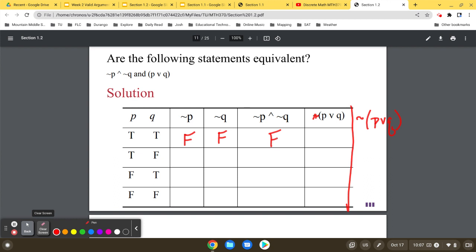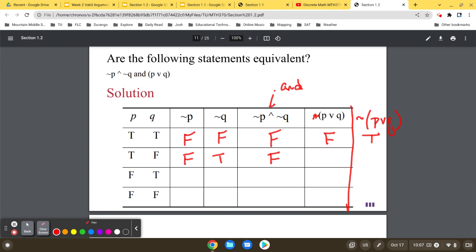So P or Q, that would be false, but we negate that, and that would make it true. So we're taking this and negating it. All right, the next one, that would be false, that would be true. We put them together. So if it's an and, remember, that's a conjunction. Since that's an and, both have to be true, so that's false.